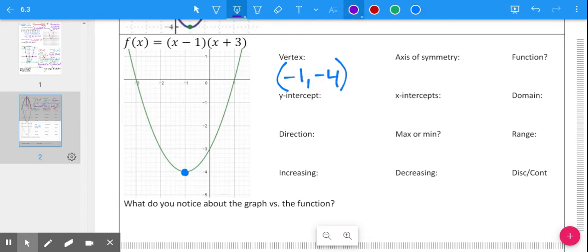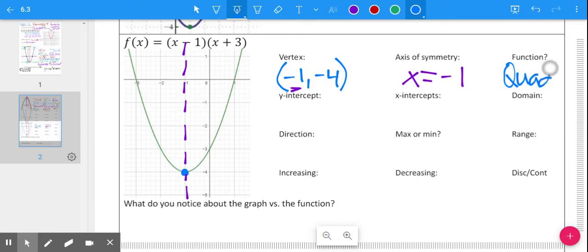The axis of symmetry, a connection we made in class, is that the axis of symmetry is the same as the x value of your vertex. So it's x equals -1. All of the functions on this entire paper are quadratic. So this is a quadratic function.